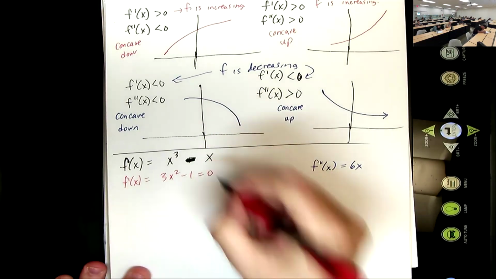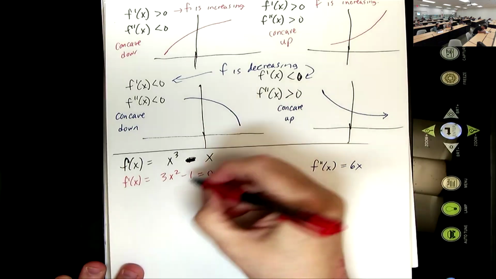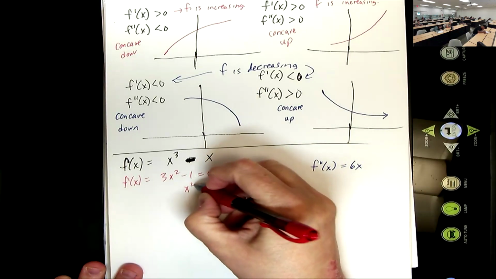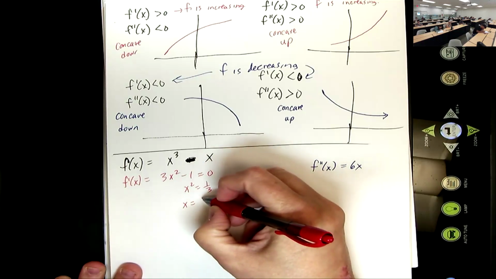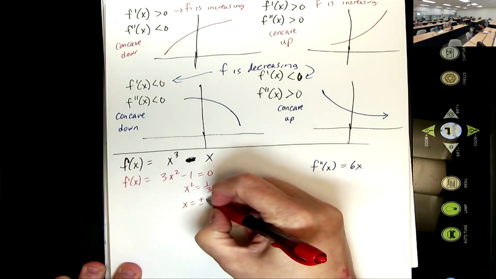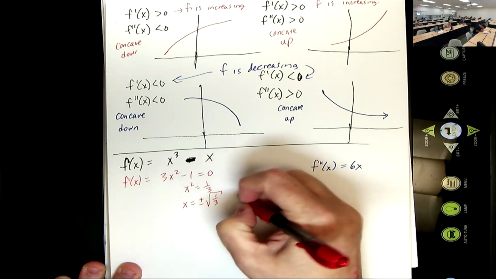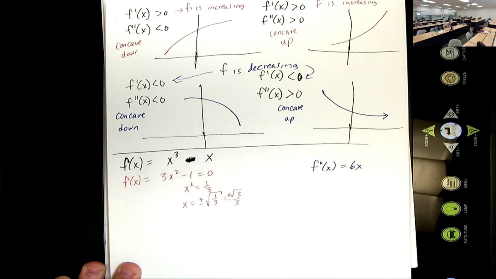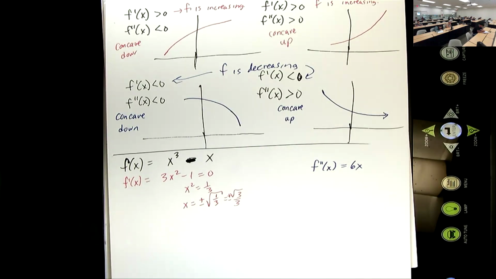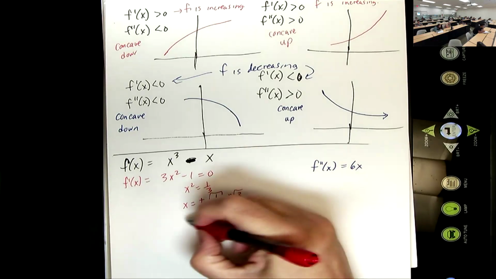So if I set this equal to 0, I can solve this. I get x squared equals 1/3, I take the square root, x equals plus or minus the square root of 1/3. Which is √3/3. Which is a trig value that shows up all the time. Which is about 0.6.